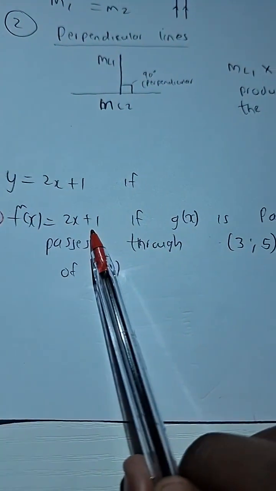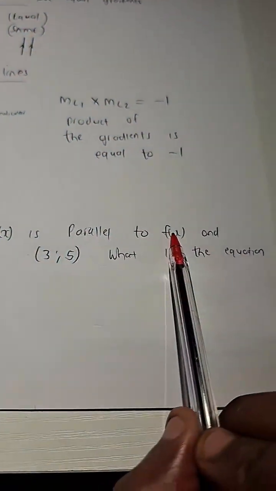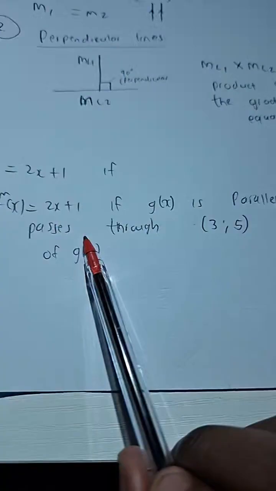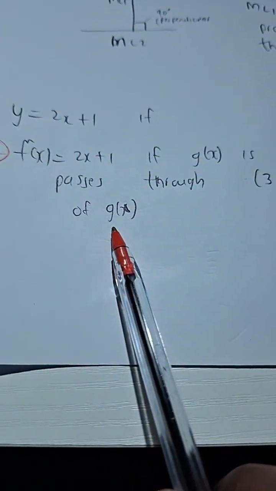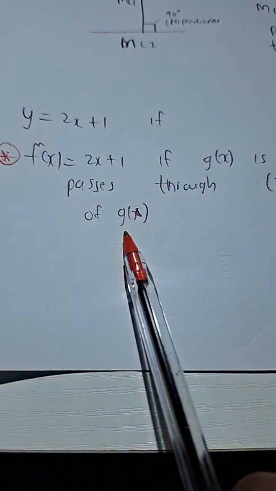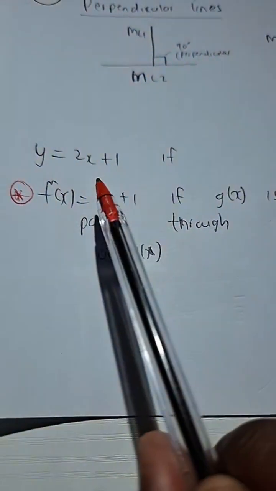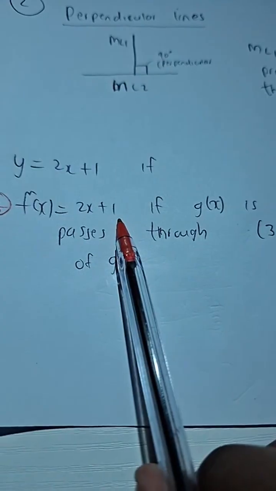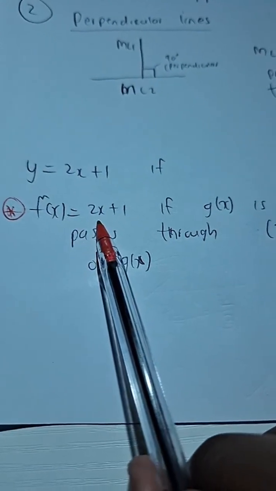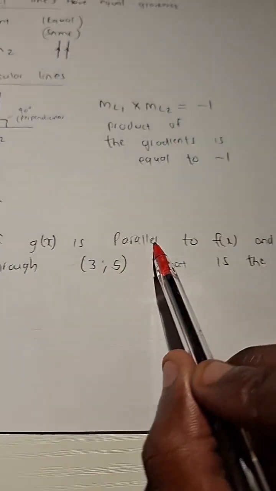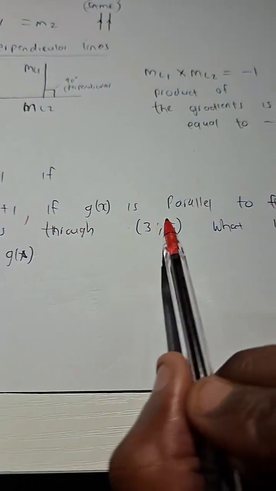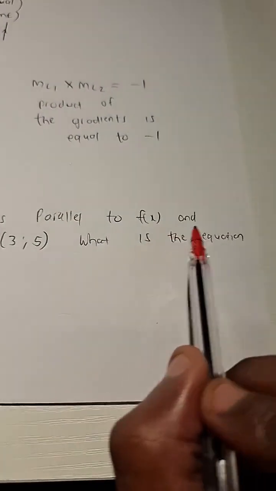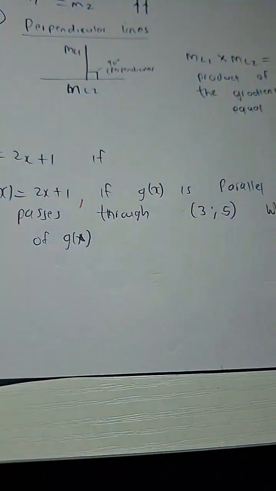So f of x is equal to 2x plus 1. If g of x is parallel to f of x and passes through (3, 5), what is the equation of g of x? That is the question. Alright? So if f of x is equal to 2x plus 1, if g of x is parallel to f of x and passes through (3, 5), what is the equation of g of x?